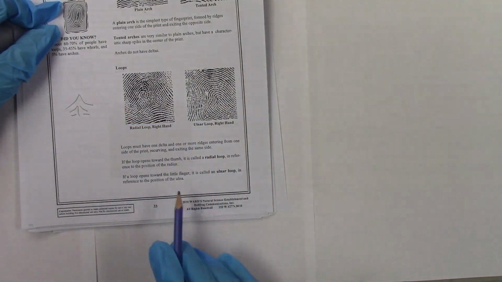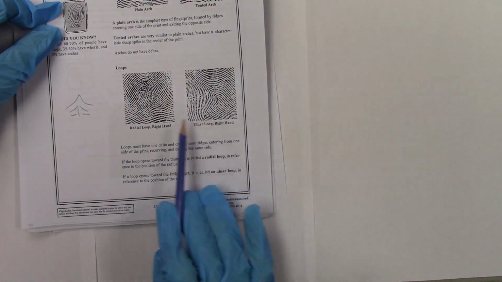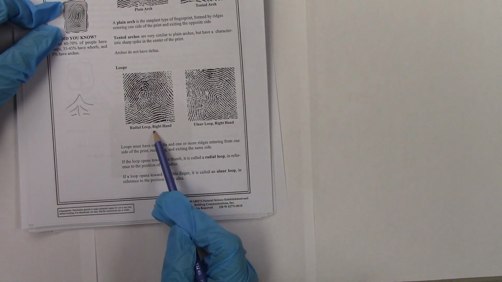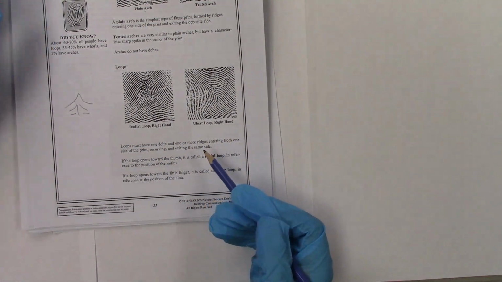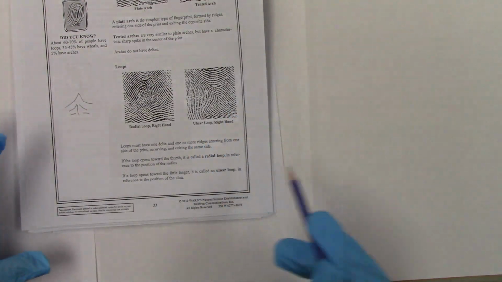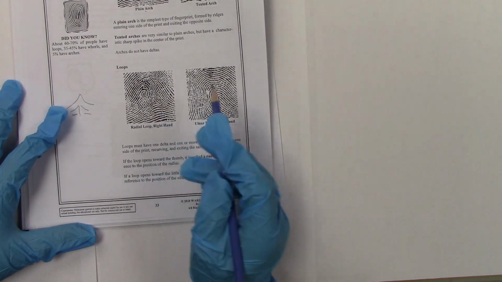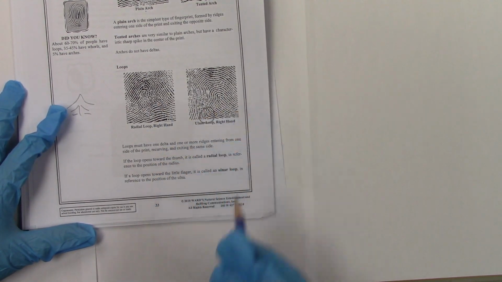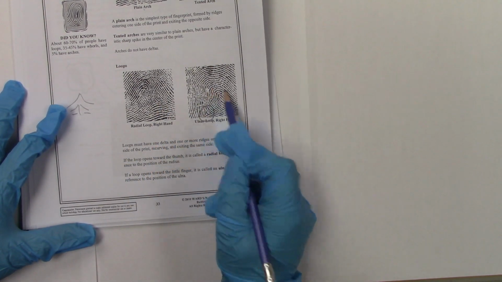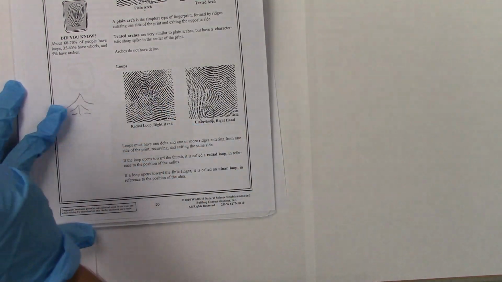So now let's look at loops. That's arches. There are two types of loops: a radial loop and an ulnar loop. Loops have one delta, so there's a delta in this loop and a delta in that loop. They both have deltas, but one is going in one direction and one is going in the other direction.